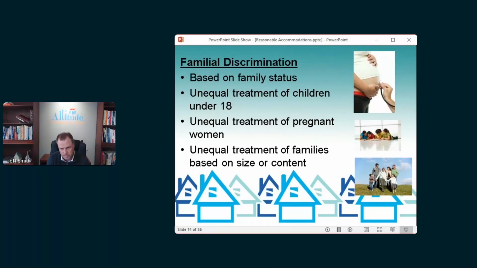When they come in, the association gets fired up, and unfortunately, we have to tell the association that we can't do anything because they're protected under the Fair Housing Act.